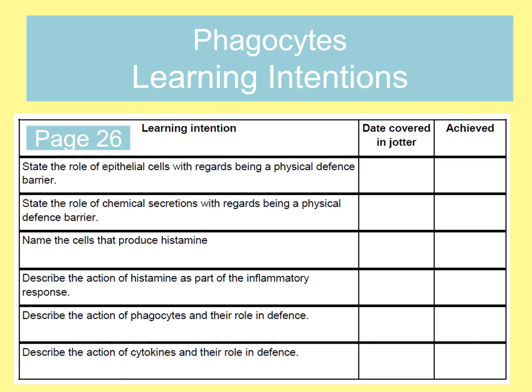The focus of our lesson today is phagocytosis, and from page 26 of our student guide, we're looking at the last two learning intentions. By the end of this PowerPoint, the aim is that you are able to describe the action of phagocytes and their role in defence, as well as being able to describe the action of cytokines and their role in defence.